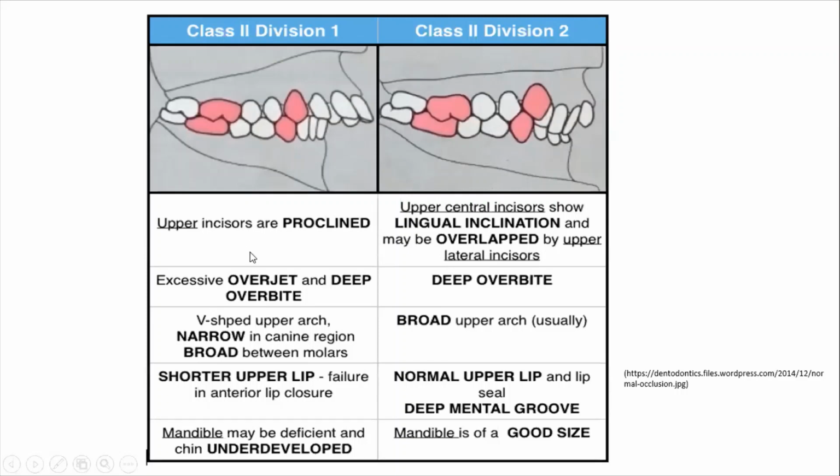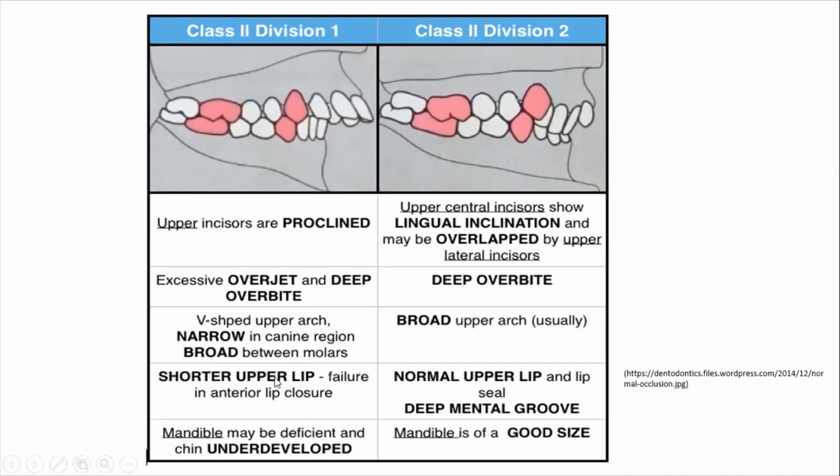In class 2, division 1, we have an excessive overjet, which you can see in the picture, this big flare of the front teeth, and you're going to get a deep overbite. In class 2, division 2, the only thing you're going to see here is a very deep overbite. When you're looking at the line of occlusion, you're going to have a more V-shaped than a U-shaped arch. It's going to be very narrow on that palate in the canine region, and it's going to be broad between the molars. And in division 2, it's just going to be overly broad.